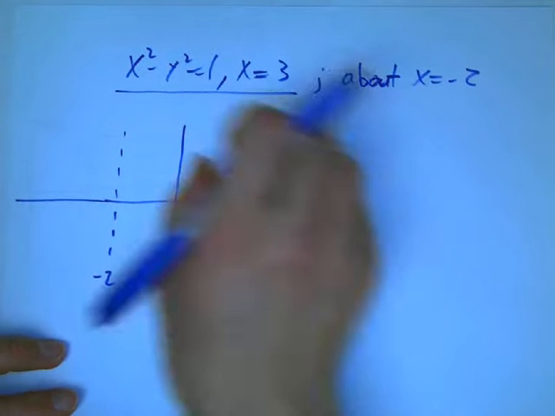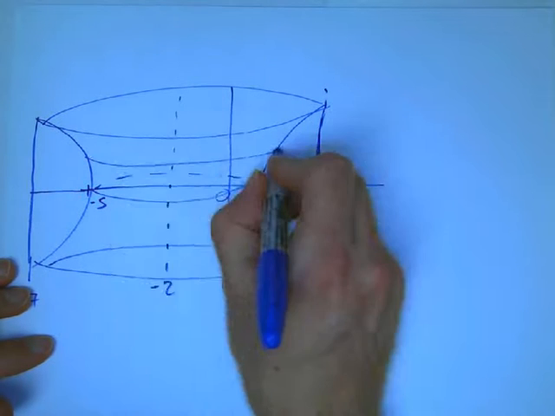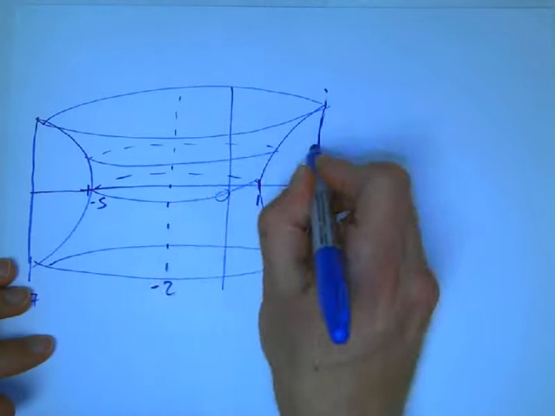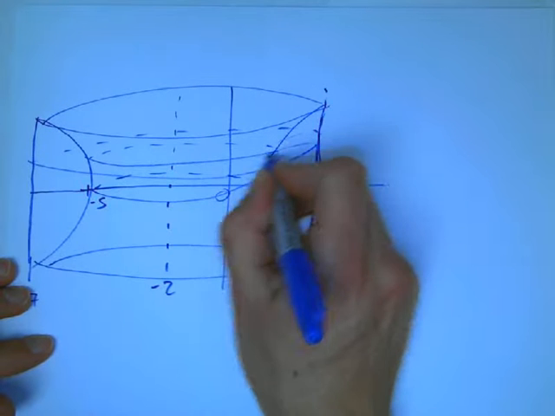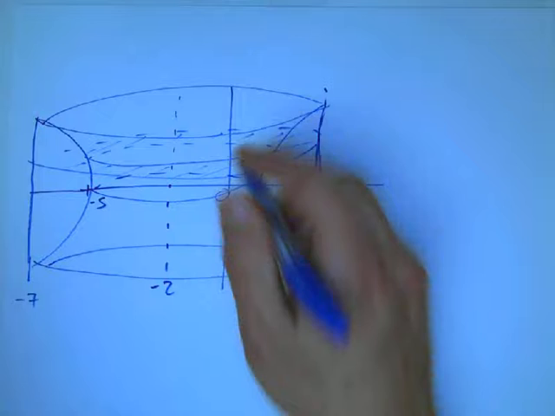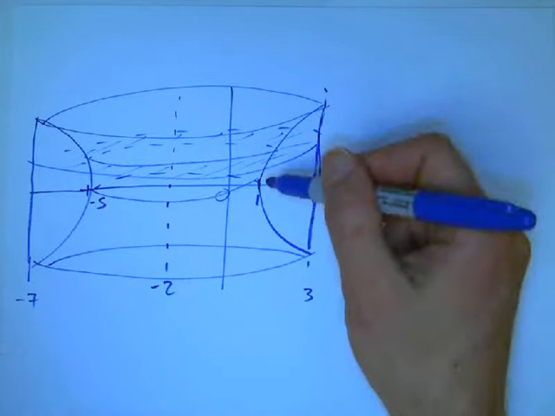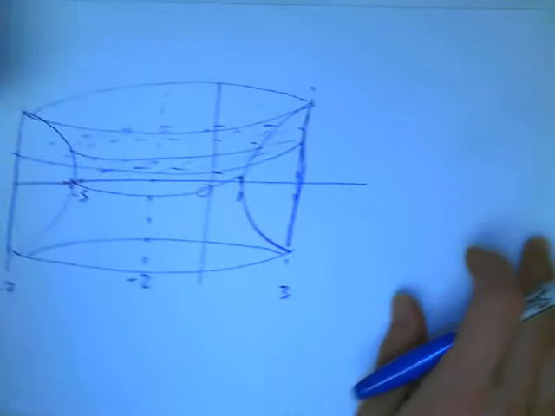What are we doing? We're taking a strip like this and revolving it around, and that's what makes a typical washer shape. So all this stuff in here, the flat washer shape with typically a rather large hole in the middle, those are the slices we're going to be adding up.